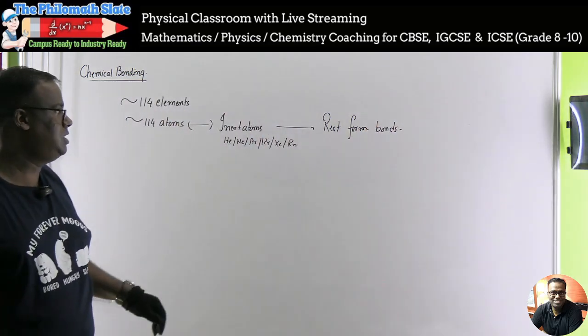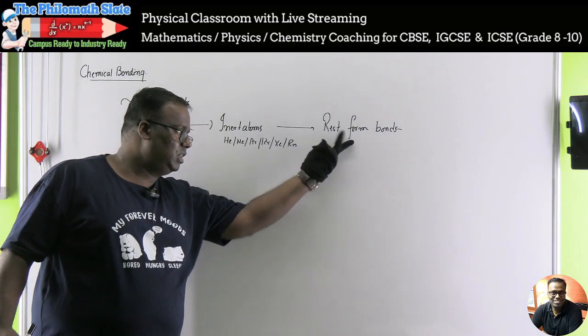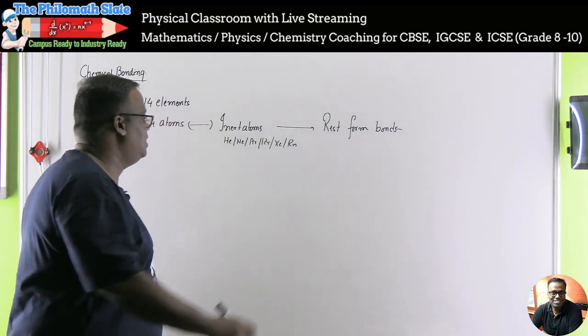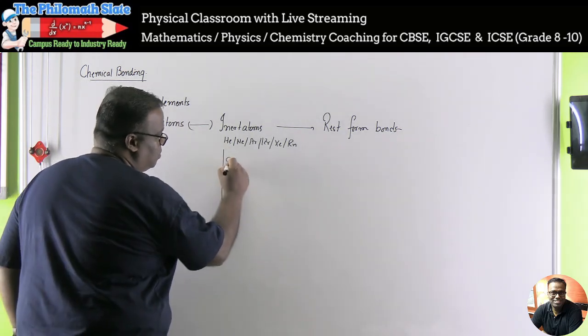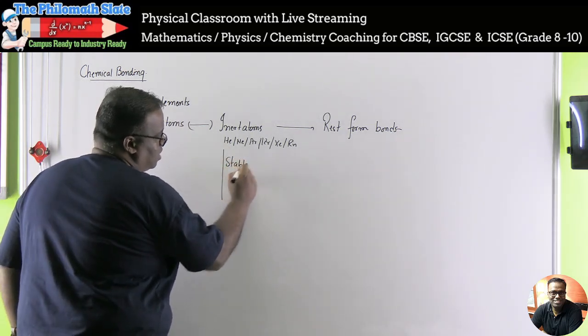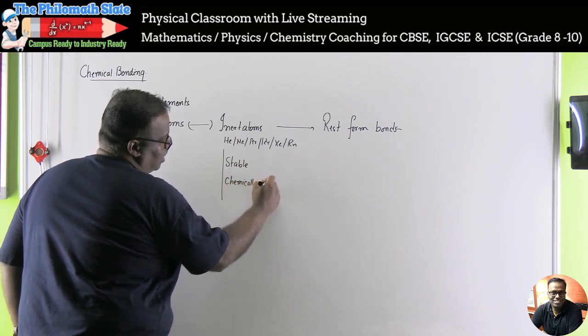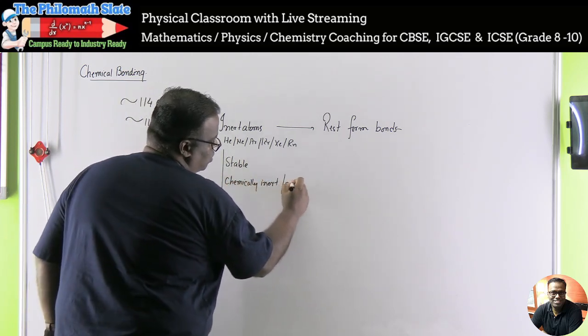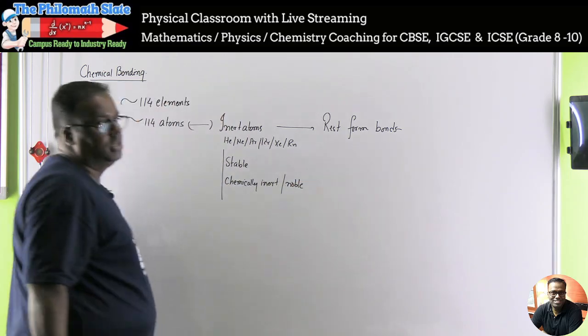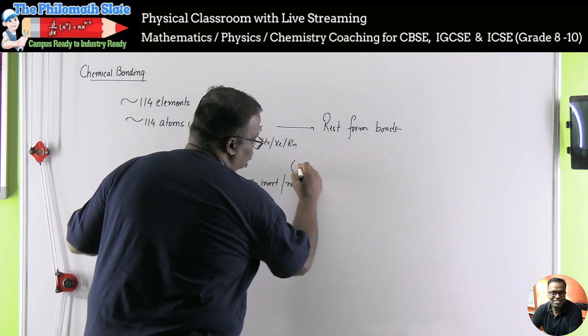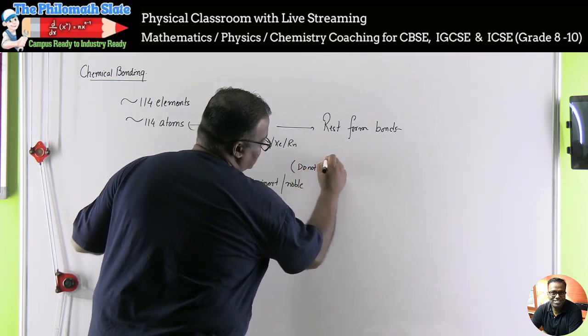Now the question arises: sir, what was special between them and the others, that some form bonds and some don't? The reason is these are said to be stable, chemically inert. In other language you say they are also noble. They don't react with anyone. Please understand, they do not react.